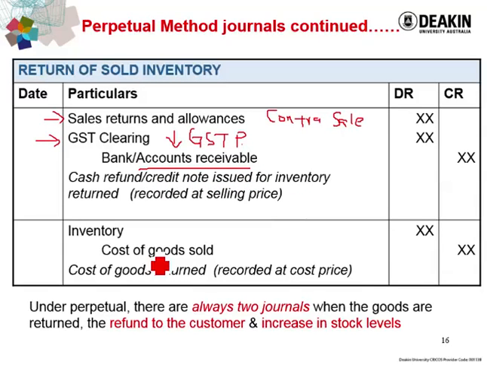And we also have to adjust our cost of goods sold. So because the inventory is returned to us, we debit inventory and we credit cost of goods sold. Okay, and these figures are cost price with no GST.